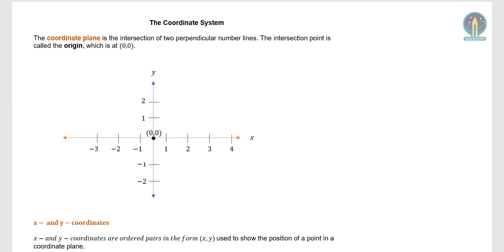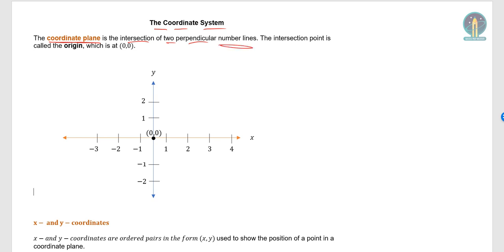In this concept, we're going to talk about the coordinate system. The coordinate system includes the concept of a coordinate plane, which is the intersection of two perpendicular number lines.